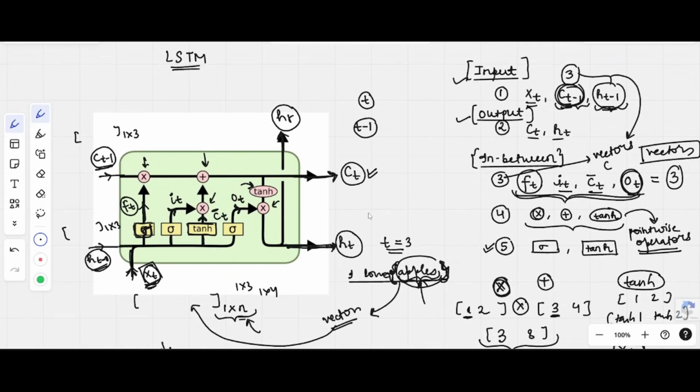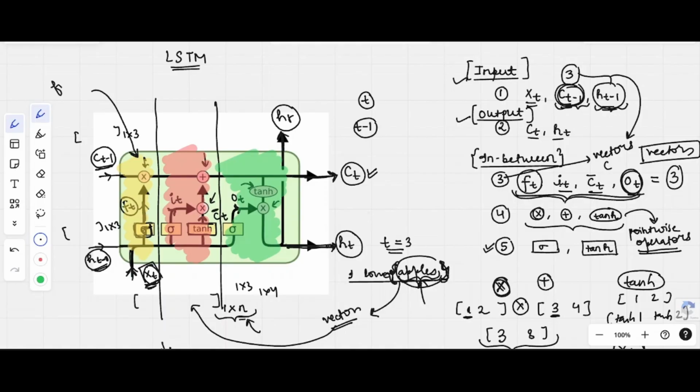Now, you can divide this entire architecture into three areas. This is the first area, this is the second area, and this is the third area. Let me highlight them. And what do we call each of them? This is where the LSTM forgets the unnecessary information. This is where the LSTM adds the necessary information. And this is the area where you get the output, or where the output is decided.